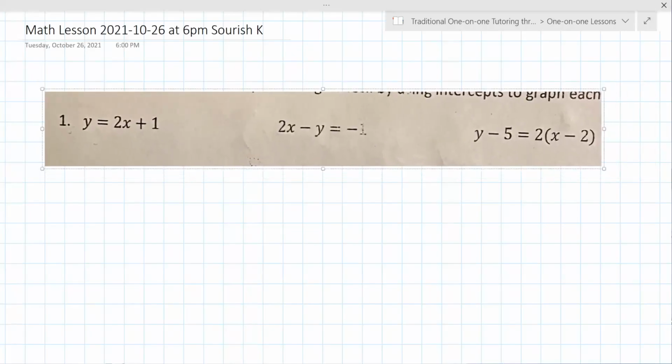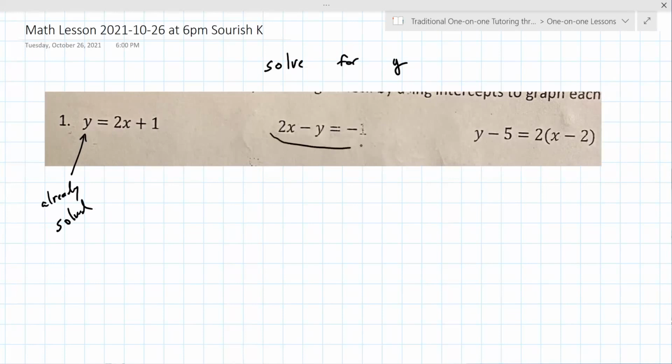So the instructions here say, are these the same? And the way you do it is you solve for y for all of them. Do you see how this one is already solved for y? So that one you don't have to do. But this one you do have to solve for y. And same with this one over here.